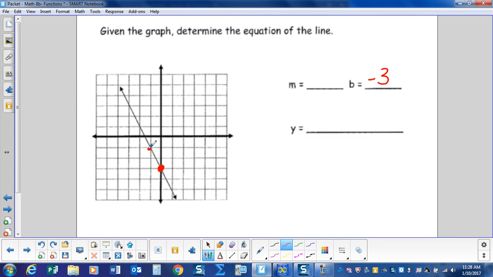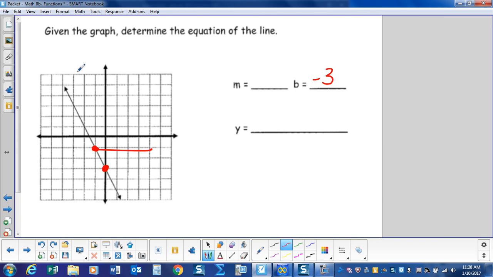And I'm going to find two other points, points where the line crosses exactly. So to get from the y-intercept to the point to the left, I'm going up 2 and to the left 1. Or to get to this point, I'm falling 2 and going to the right 1. So my slope is a -2 over 1, or a positive 2 over -1. And that all equals -2.